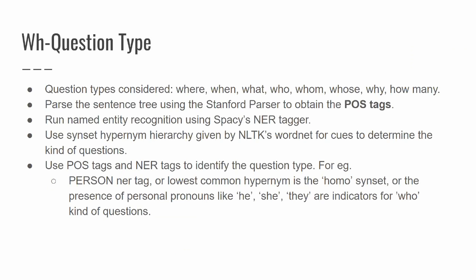So here's a more in-depth look at WH question types. So here we consider where, when, what, etc. And as mentioned before, we parse the sentence using Stanford parser, and then we use named entity recognition and then WordNet as well as part of speech tags to help us identify the question type. So for example, a person named entity recognition tag or the lowest common hypernym being homo will give us an indication that it might be a who type of question that we want to ask.